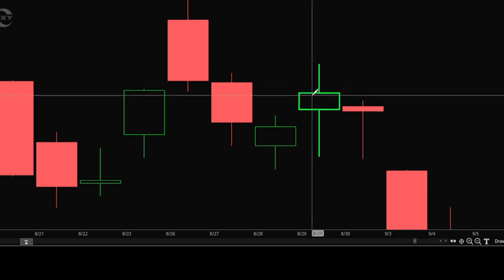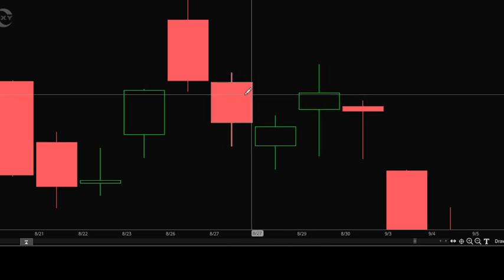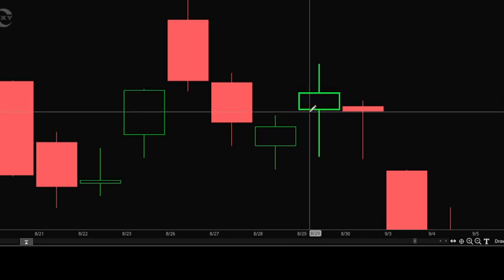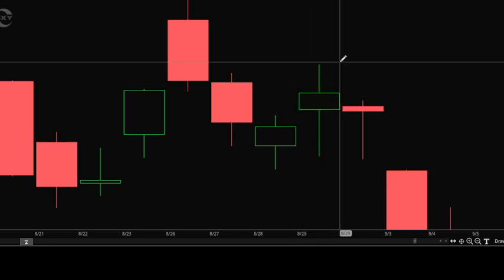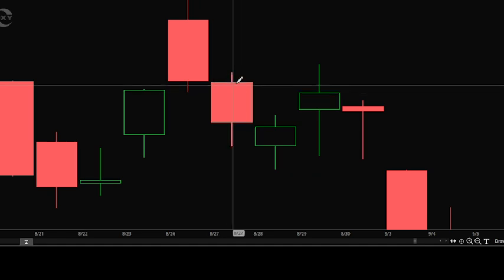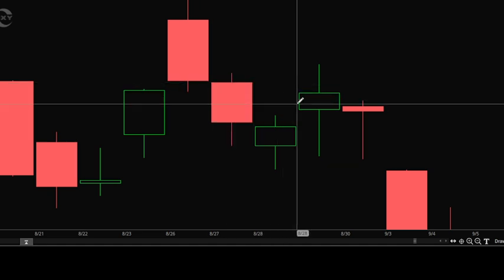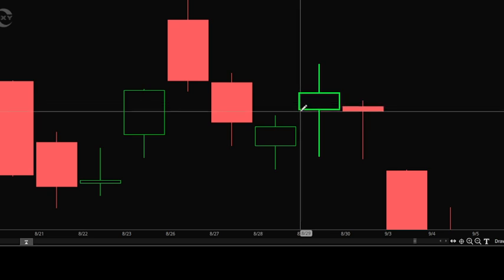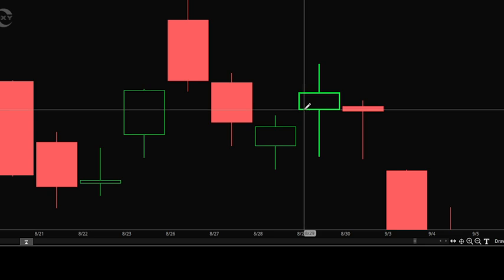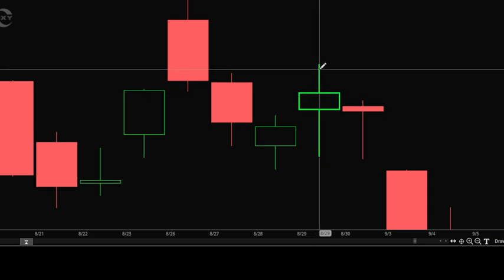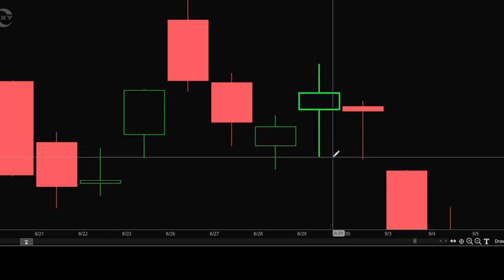Notice the color is green versus the red. You're either going to see red or green. The green indicates momentum going up for the day, and the red candlestick was price action moving down. For the green candlestick, you'll see the opening right at the bottom of the candlestick, and the close of the day will be at the top of the candlestick. The wicks are the high of the day and the low of the day.